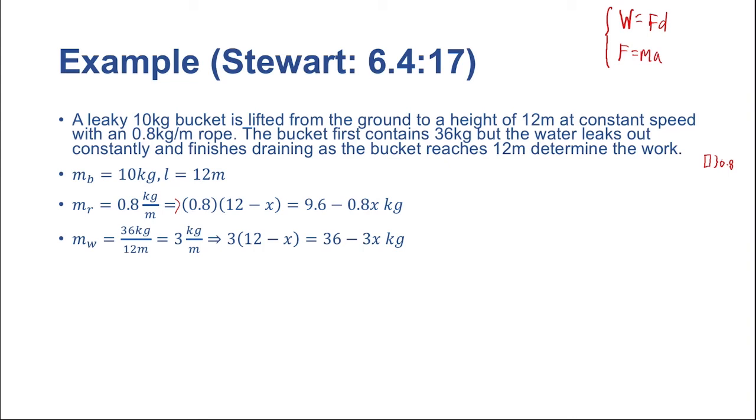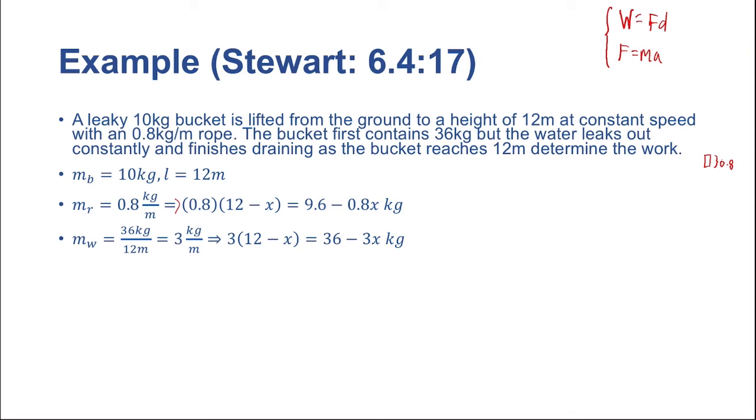Alright, so now we also need to determine the mass of the water. We're going to do this in a fairly similar way. Now, the mass of the water is 3 kilograms per meter. So we can do the same kind of analytic work that we did with the mass of the rope. The water is draining constantly, so we're going to have 3 times (12 minus x), and that's going to be 36 minus 3x kilograms.